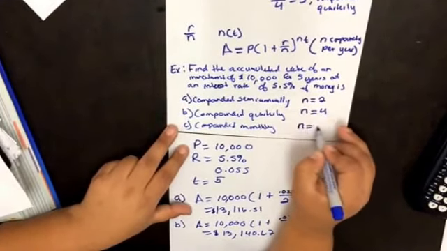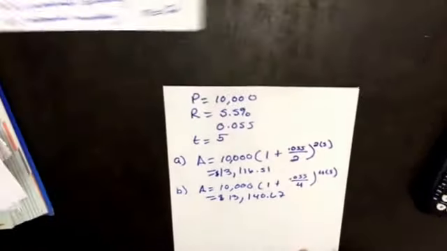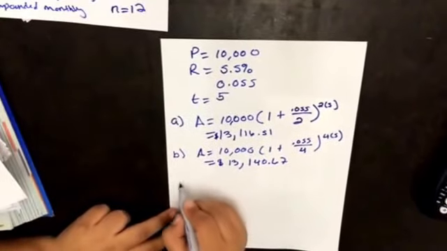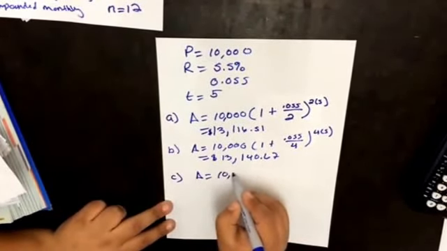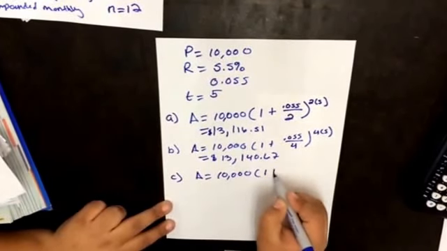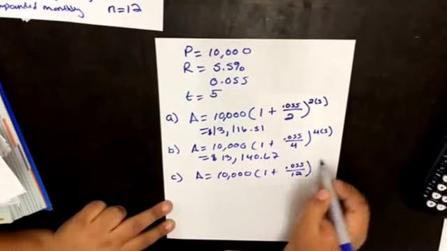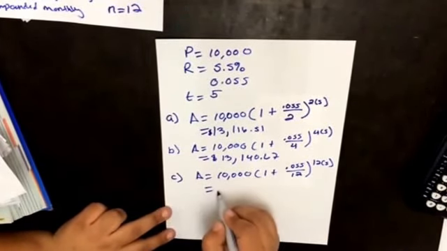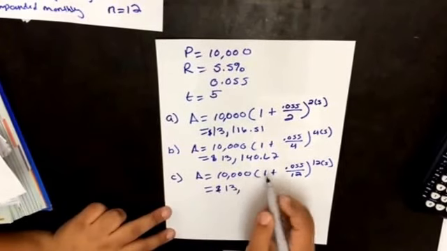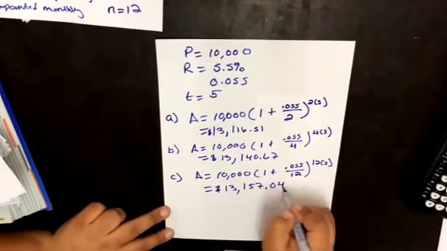And for C, it was compounded monthly. So then there's 12 months in a year. So n equals 12. So for C, we're going to have that A equals 10,000 times 1 plus 0.055 divided by 12, to the 12 times 5. And when you plug it into your calculator, you should get $13,157.04.